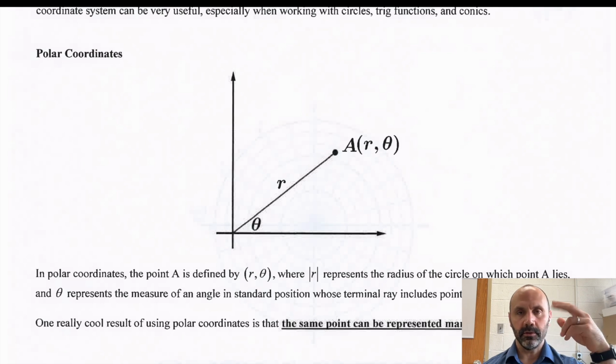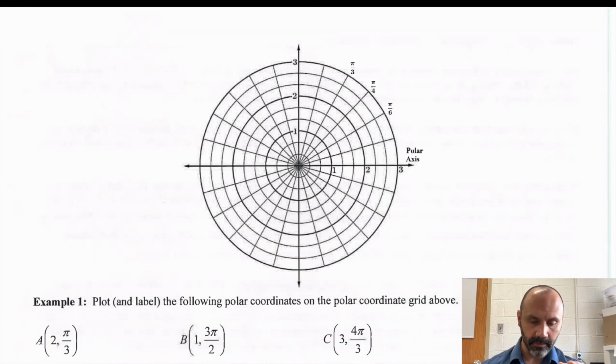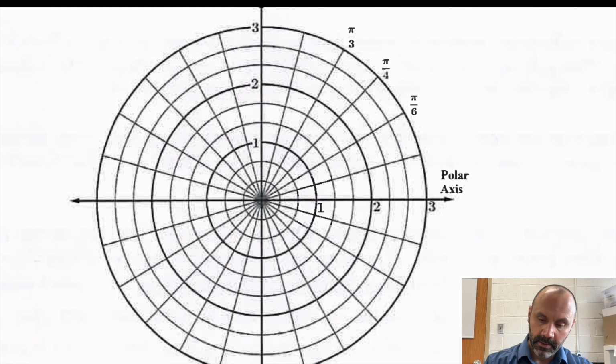Right? This is two dimension. There are actually two different ways of getting the third dimension, but we're not going there. Right? We'll explain that to you when you're older. This right now is just a radius and an angle to give you any point on this plane. Okay, and we can represent this point a bunch of different ways. So let's take a look. Here's an example. It says plot and label the following polar coordinates on the polar coordinate grid above. So let's take a look at the grid and just see what is going on here.